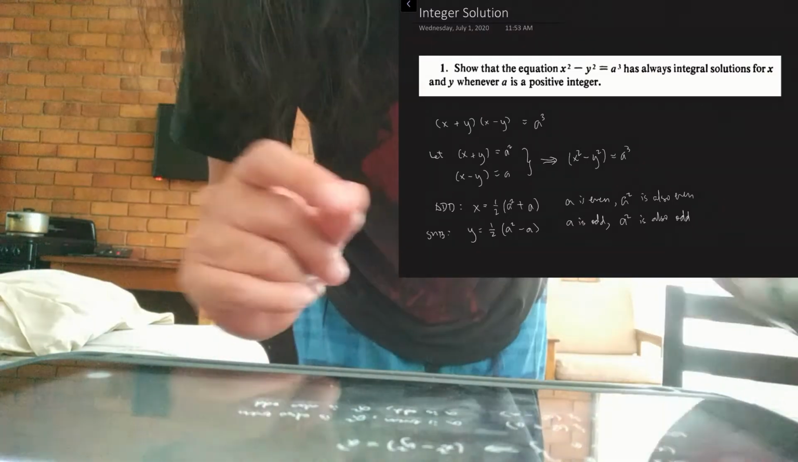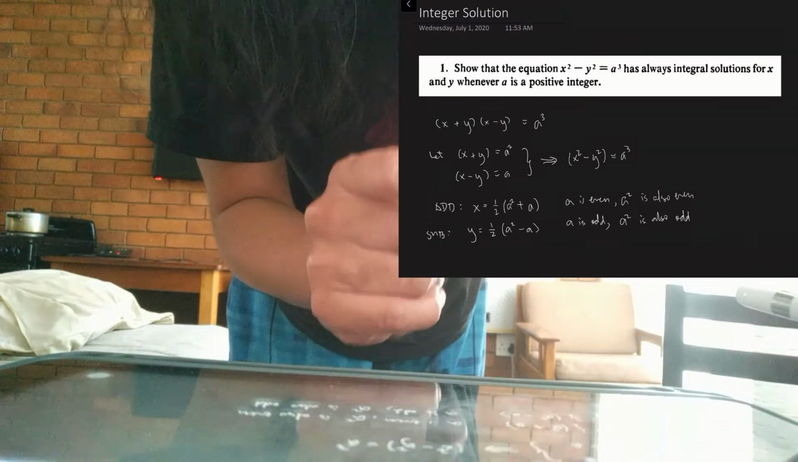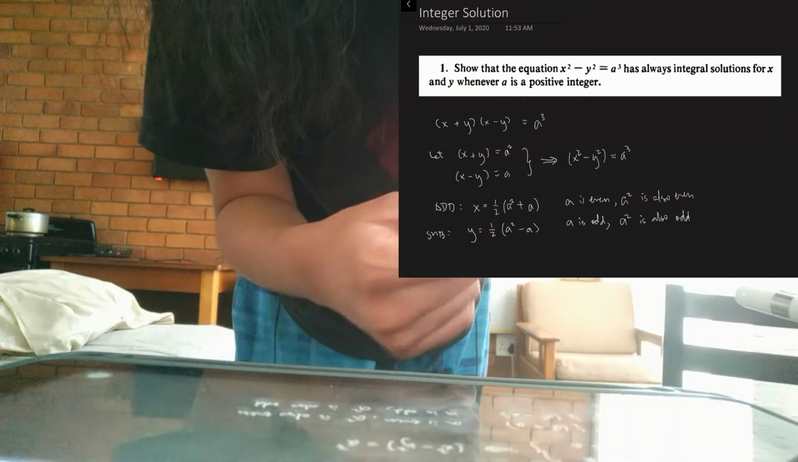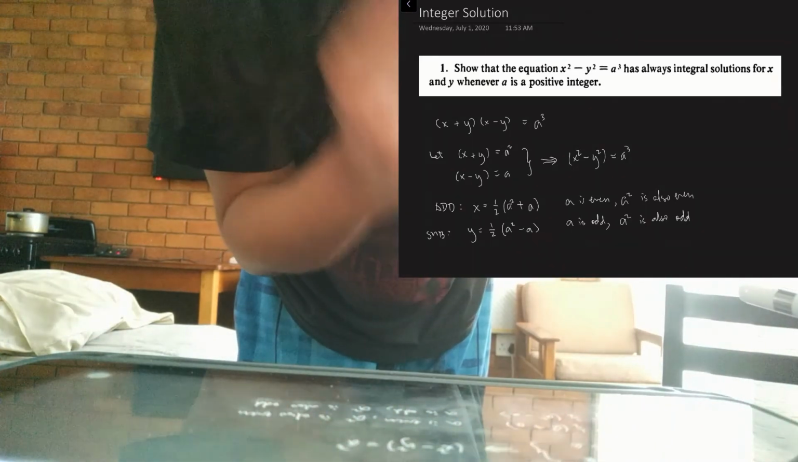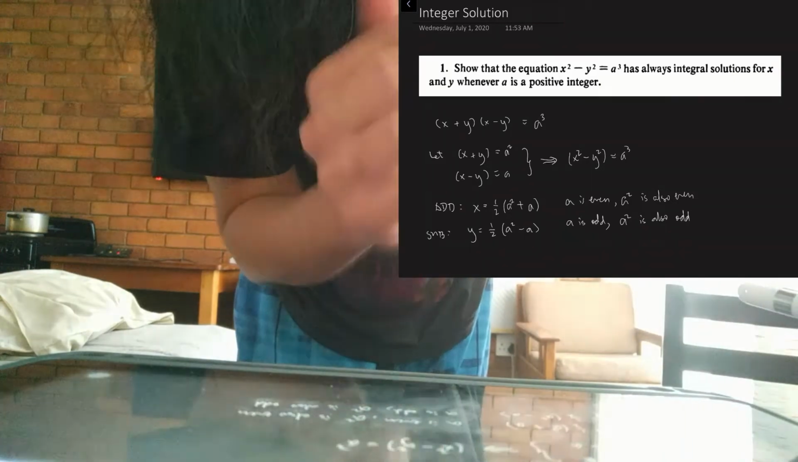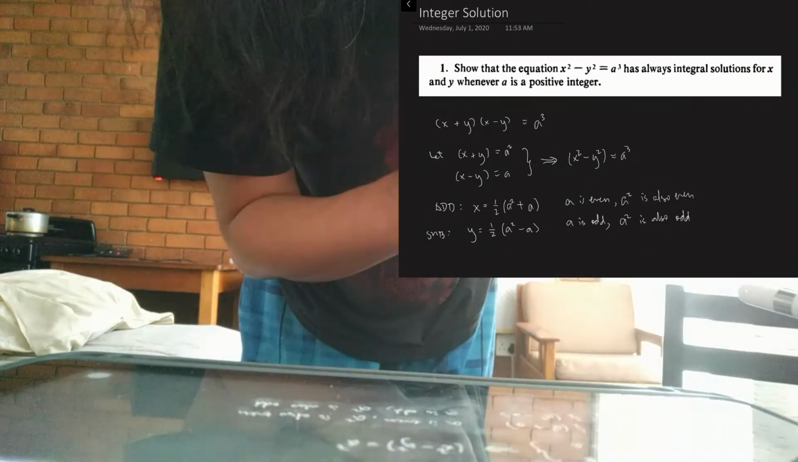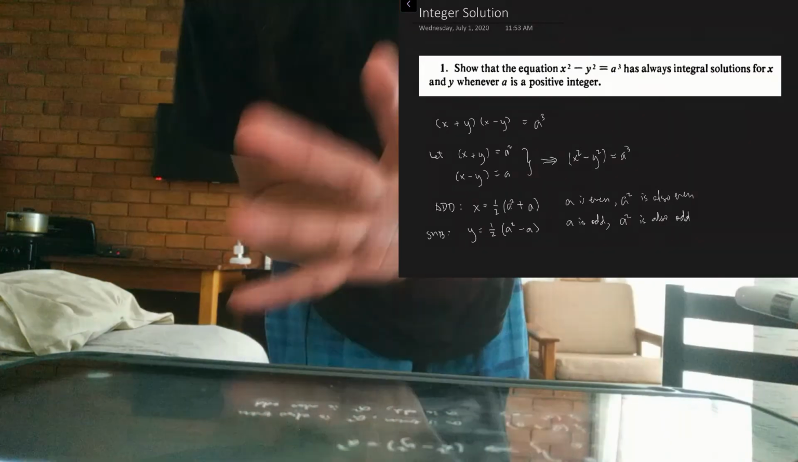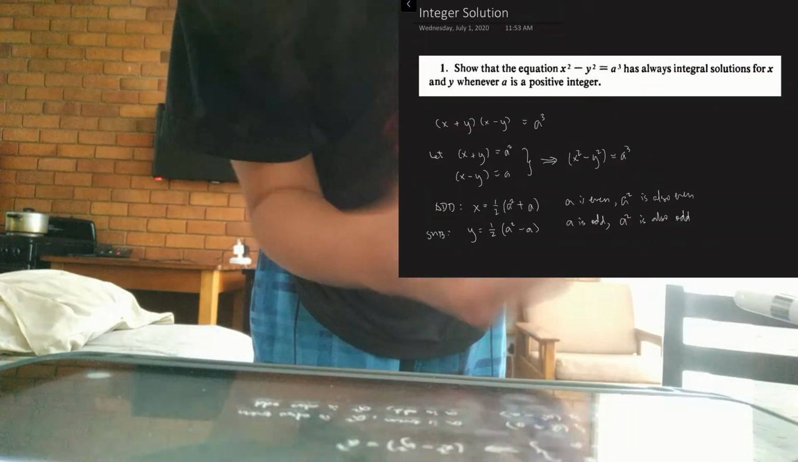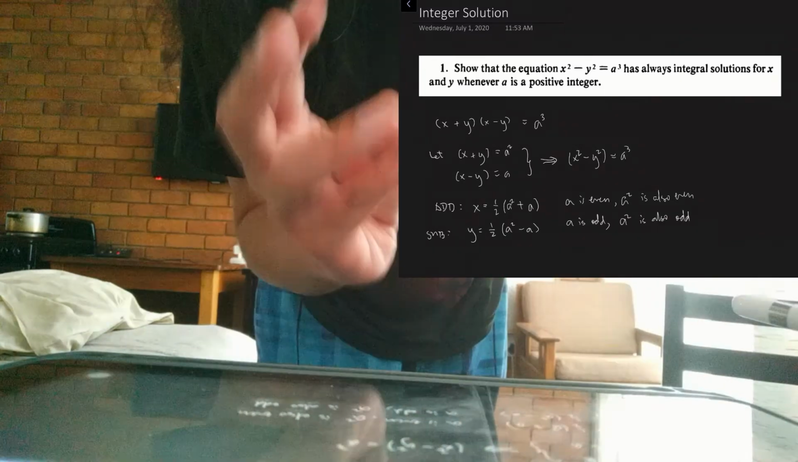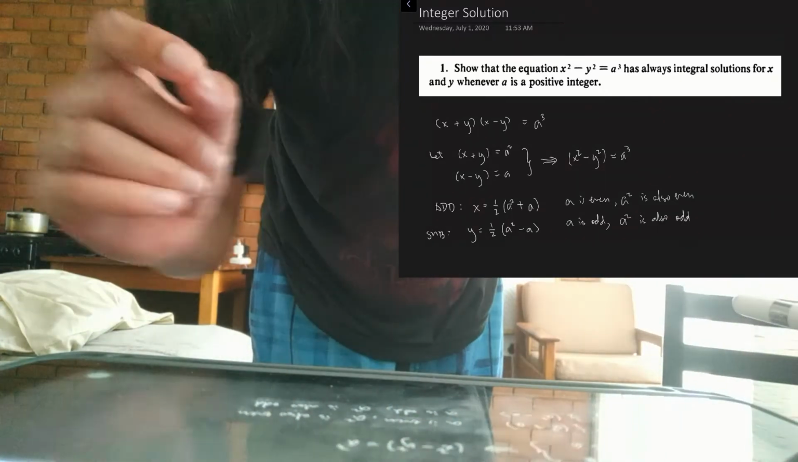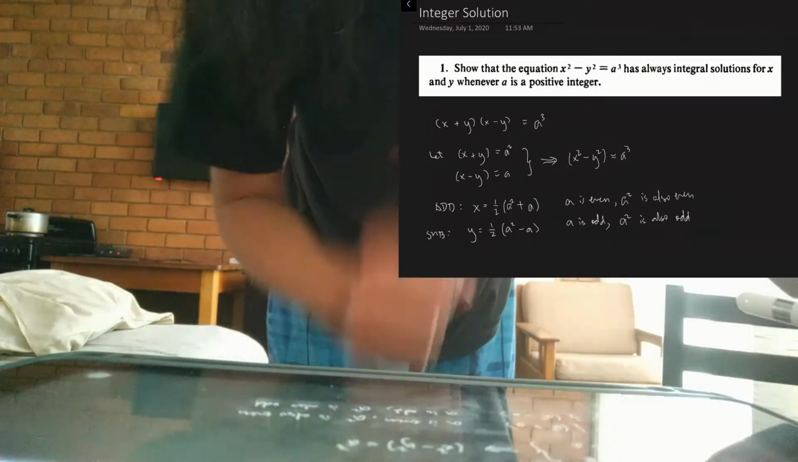So right here, we have shown that x and y, for the cases where a is even or a is odd, are integer numbers. Therefore, we've shown that there's always an integer solution for x and y whenever a is a positive integer. I'm not sure if this solution is unique. There may be other solutions for x and y, but we're just asked to show that one exists. So as long as you can find one, then you're done basically.